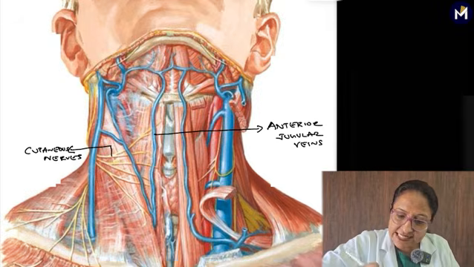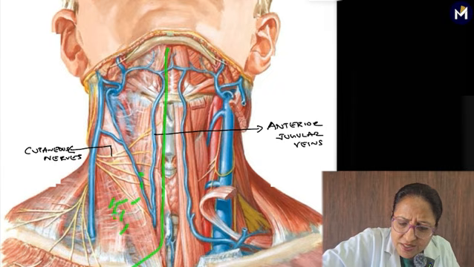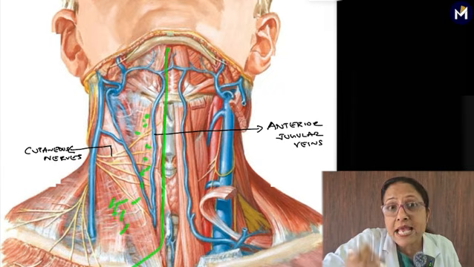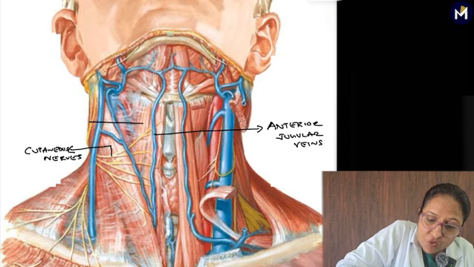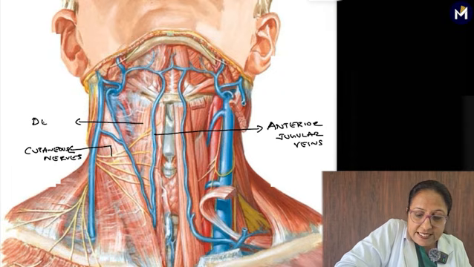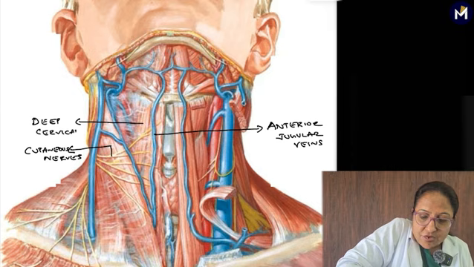Once we remove the superficial fascia with all these structures, we can see on this side of the picture, you can see this blurred structure over here. This is the deep cervical fascia over here. So this is deep cervical fascia.